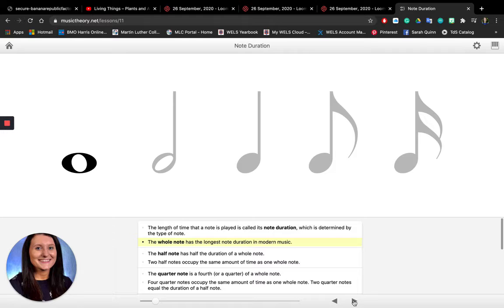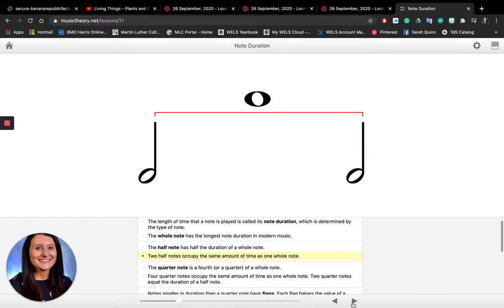The whole note, as you see here on the left, has the longest note duration in modern music. So a whole note is held for 4 beats. Next up, we have the half note. And the half note, as its name implies, has half the duration of a whole note. So a half note is held for 2 beats.